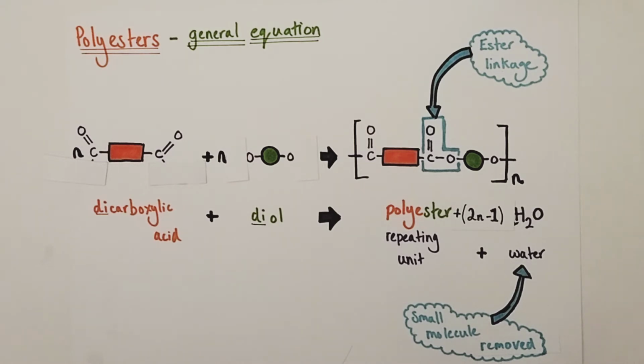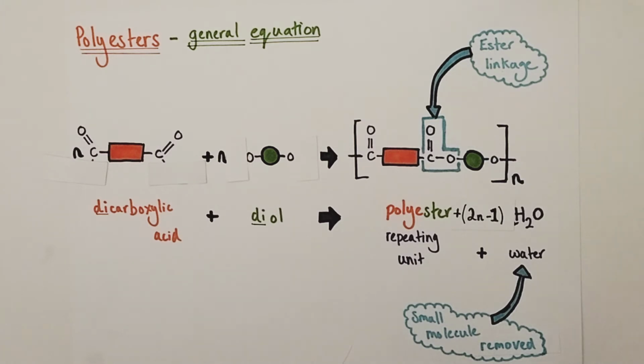Firstly, some A-level syllabi will use a 2n-1 notation in front of the water rather than 2n. Now this is used to match the number of linkages, such as ester linkages, shown within the repeating unit displayed in the example.